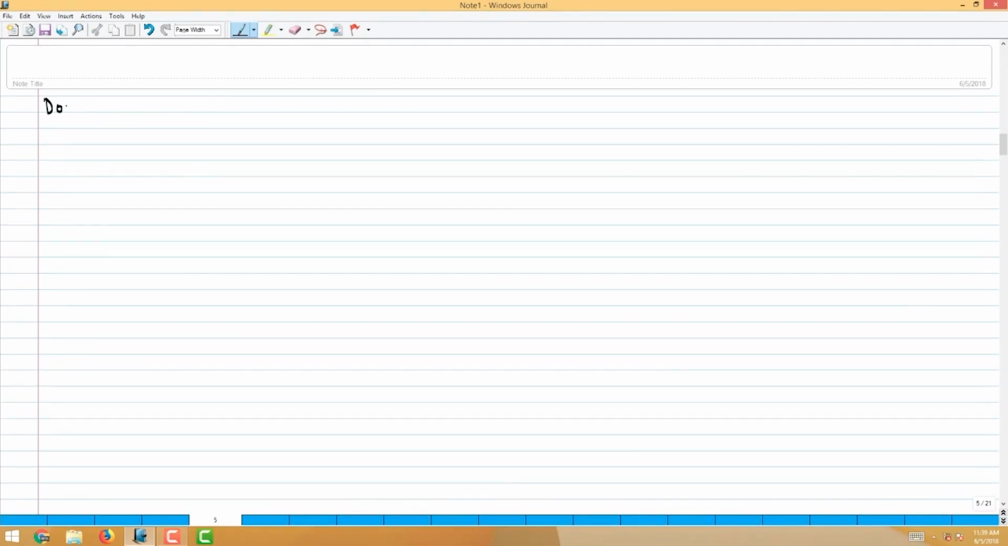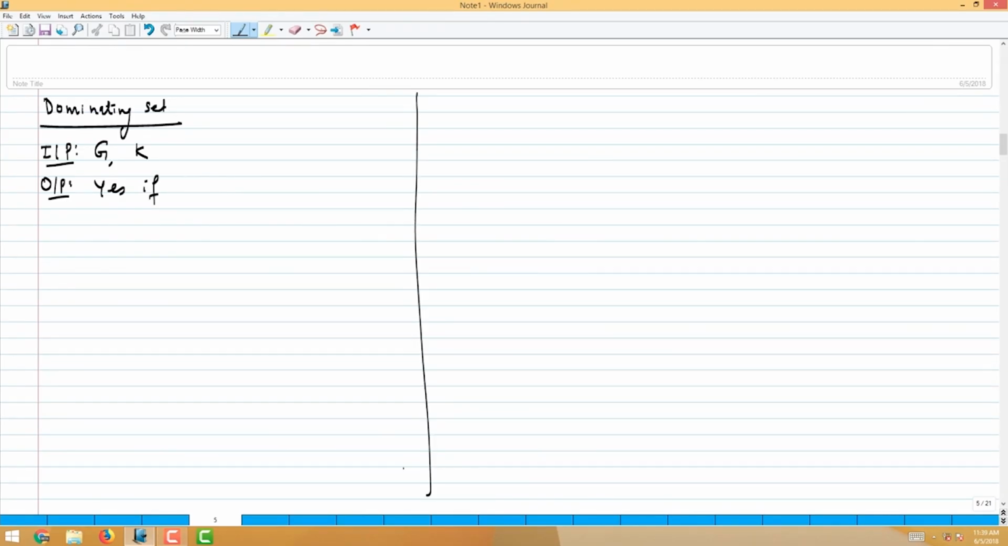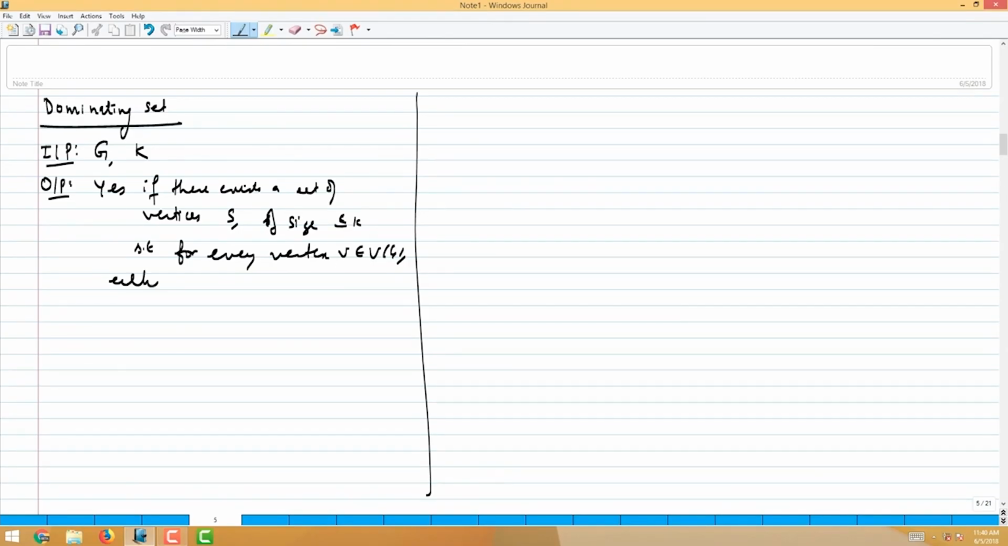And the different problem is the dominating set problem. Have you seen the dominating set problem? Okay, I'll still define it. So the dominating set problem takes as input a graph G and an integer K, and it outputs yes if there exists a set of vertices, say S, of size at most K, such that for every vertex in the graph, either this vertex belongs to S or some neighbor of it belongs to S. And it outputs no if there is no such set.